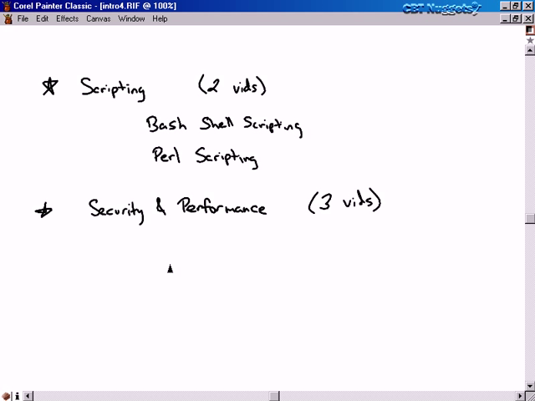And then we talk about security for a couple of videos. We talk about NIS. We talk about Xinetd, which is the Extended Internet Services daemon. We talk about PAM, which are pluggable authentication modules, and we talk about firewalls. Okay, so this is what's to come.